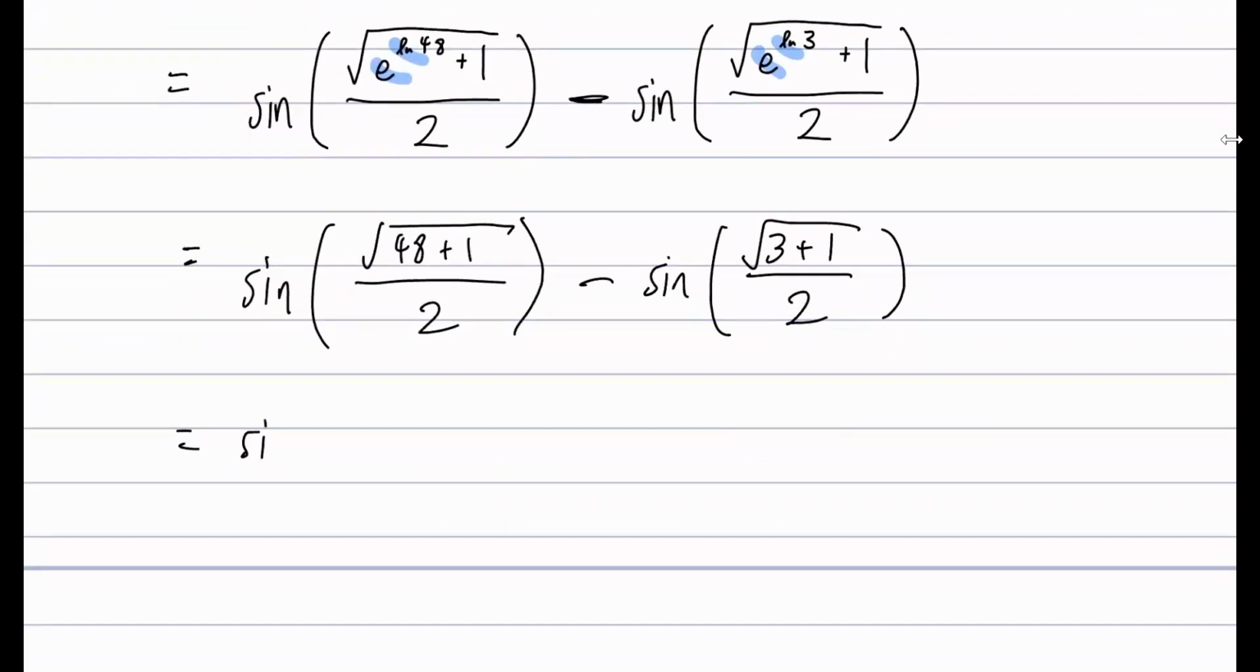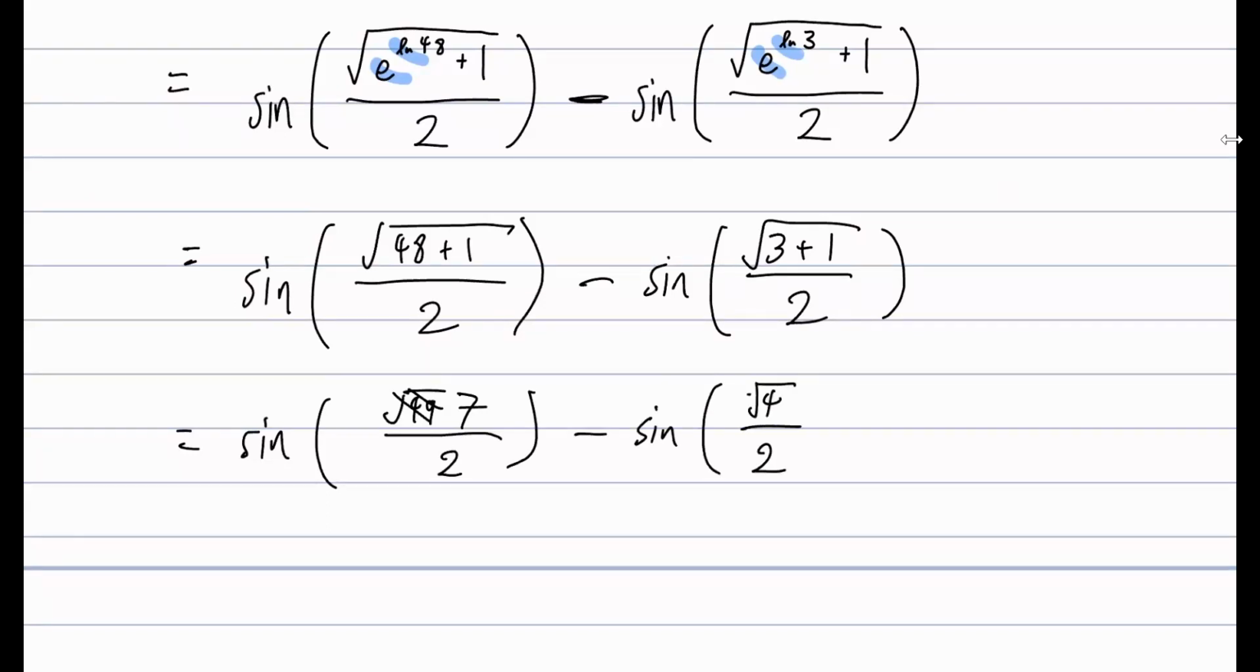So calculate this. 48 plus 1 is 49, so the square root of 49 is 7, over 2. Minus sine of 3 plus 1, which is 4, so the square root of 4 over 2. The square root of 4 is 2, so you are left with 2 over 2. Can simplify a bit more, 1 over 1. So that's the final answer.